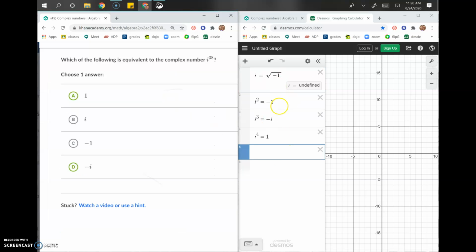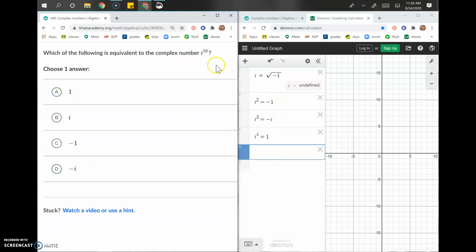I have my little chart over here. So we want which of the following is equivalent to i to the 38th power. Let's take 38 and divide by 4, and it's got a remainder of 2. 0.5 is a remainder of 2. Cool, -1, done.